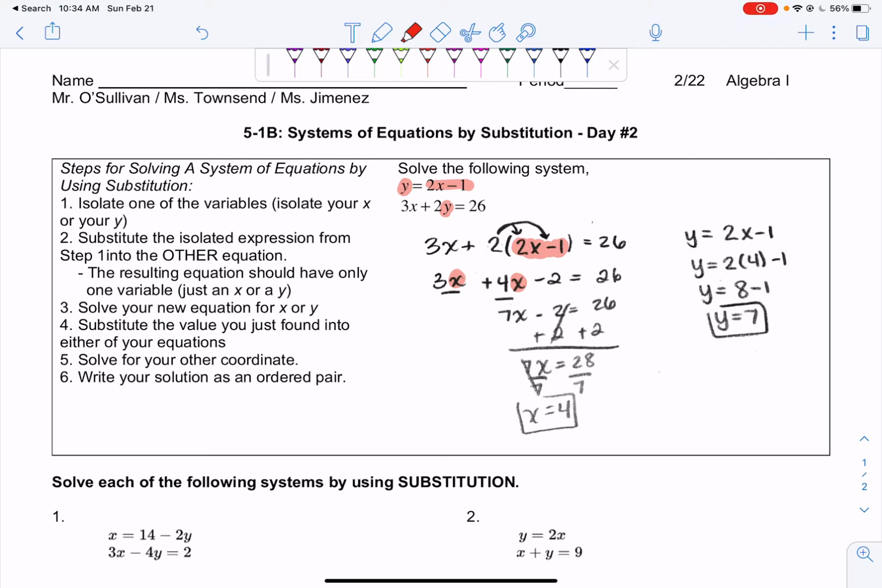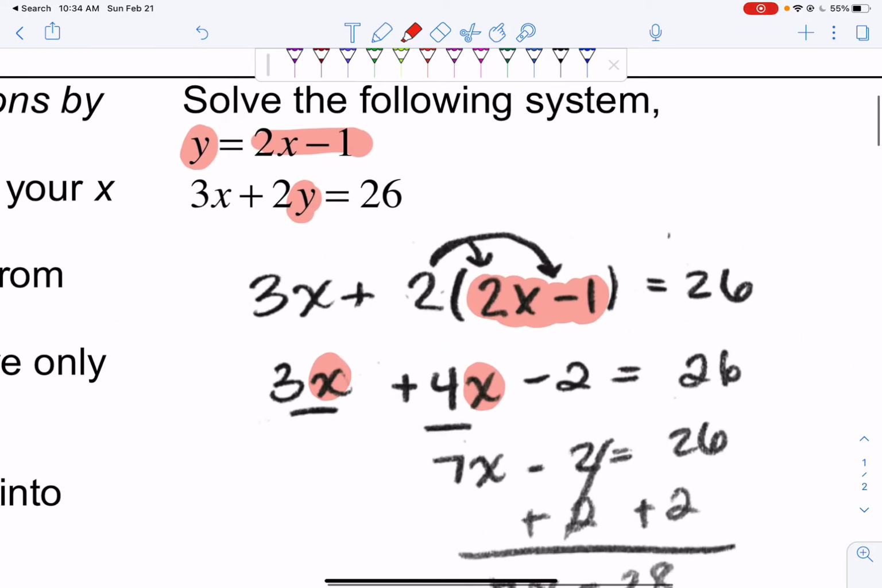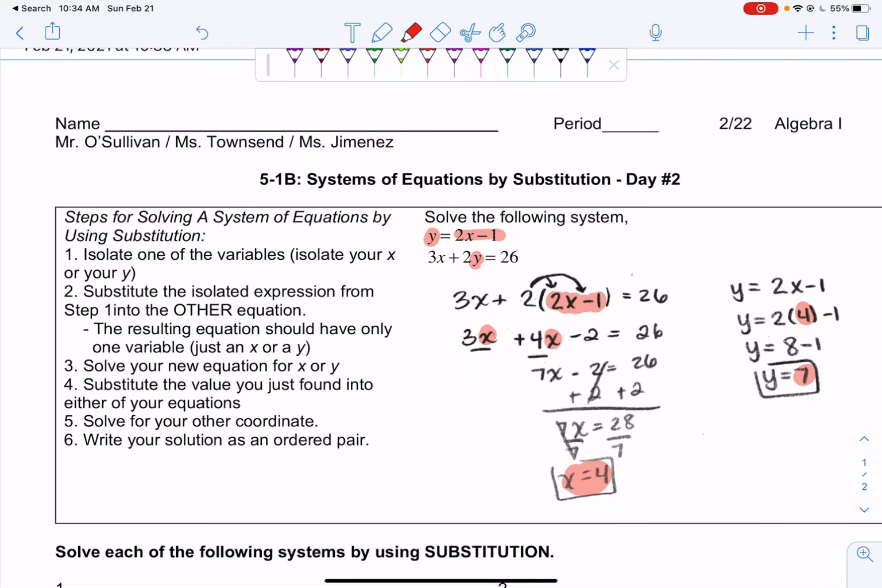Then we substitute that value we found into either one of our equations. After we solve this equation, we got x equals 4. Now we just plug it into one of the equations. We plugged into y equals 2x minus 1 and got 7 as our final answer. We could have also used 3x plus 2y equals 26 and still gotten a correct answer.